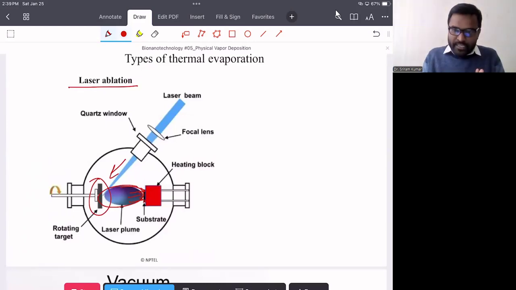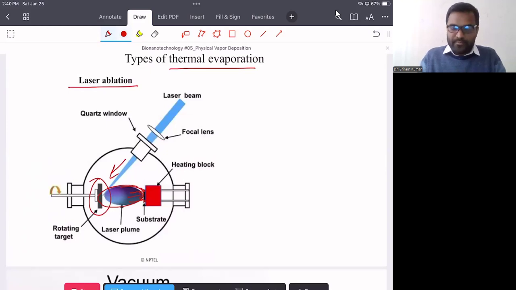So in this particular kind of technique, we are using lasers to turn our solid material into the vapor phase, and based on that, we have a technique that is called laser ablation or laser evaporation. So in thermal evaporation, we understand there are four kinds of techniques that can be used to make solid material into the vapor phase.